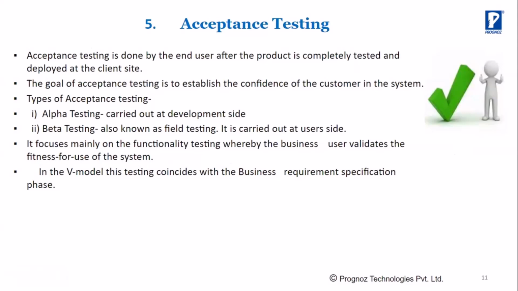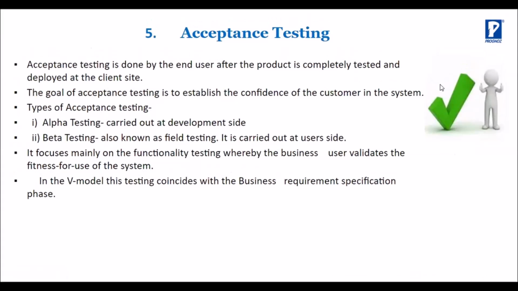So here, acceptance testing, there are two types of acceptance testing. One is alpha and another is beta. Alpha is carried out at development side, whereas beta is carried out at customer side or user side, or we can call it as field testing. मतलब, you can deploy the application on customer side and test it.